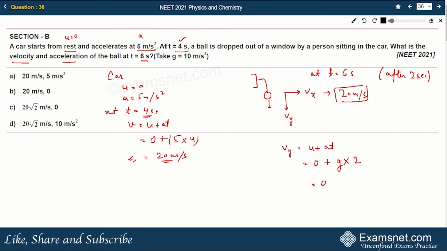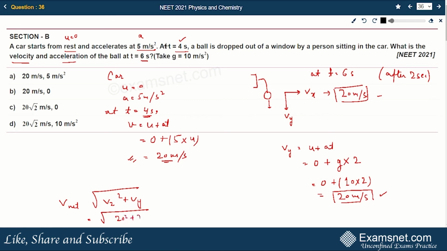So here, 0 plus g, which is 10, into time, which is 2. So what will we get? 20 meter per second. So the horizontal component is 20 meter per second and the vertical component is also 20 meter per second. So the net velocity will be the resultant of Vx and Vy. It will be equal to the square root of Vx square plus Vy square. So here we'll get 20 square plus 20 square, that is 400 plus 400, and on solving this we'll get 20 root 2 meter per second. So this will be the velocity of the ball at t equals 6 seconds.